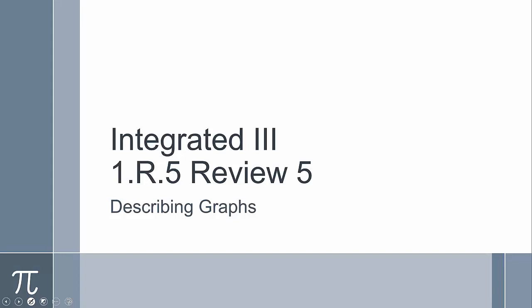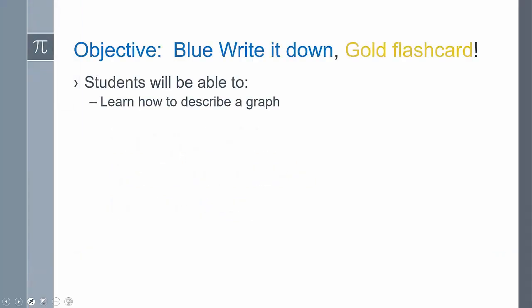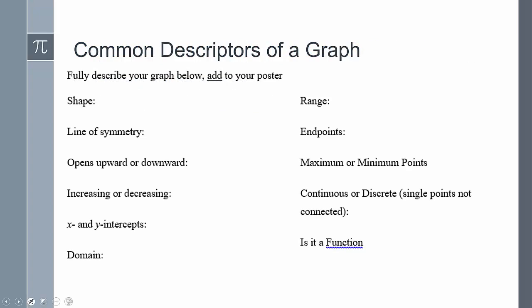This is our 5th review assignment. We're going to look at describing graphs. So we're going to learn how to describe a graph. Now, the main thing about describing graphs is, well, we need to know what are the type of descriptive features. And so these are a list of very, very common descriptive features that we can describe a graph with.